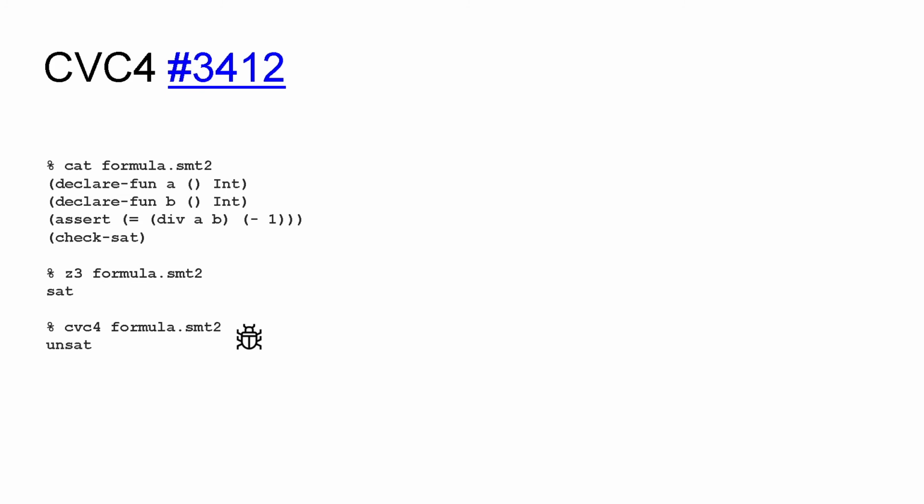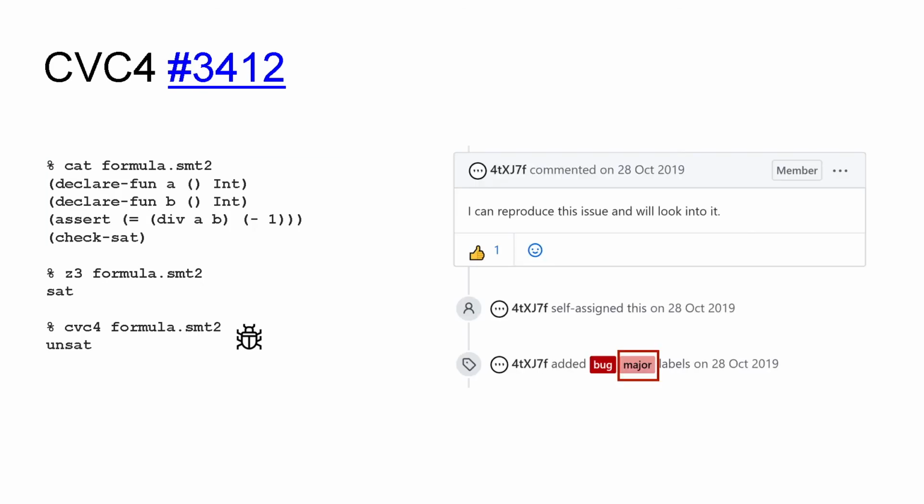Here's a bug in CVC4's integer arithmetic. The formula is very simple. It basically asks whether there are 2 integers whose division results in -1. Clearly, the answer is yes, and the SMT solvers should give sat on this formula. However, CVC4 reports unsat on it, which is unsound. A CVC4 developer labeled this bug as major, which underlines its importance.